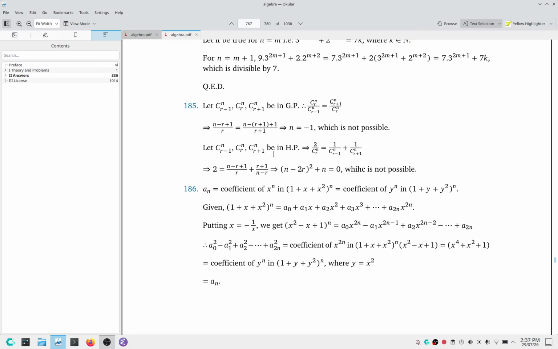We let these be in HP. So 2/nCr is equal to 1/nCr-1 plus 1/nCr+1, which leads to (n - 2r) squared plus n equal to 0, which is not possible. With the typing mistake.